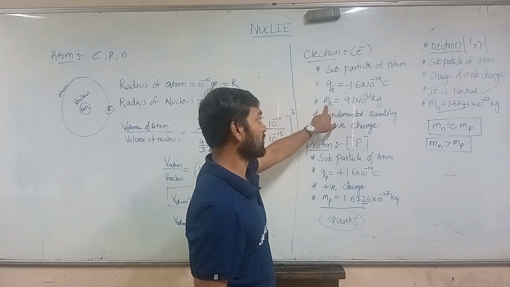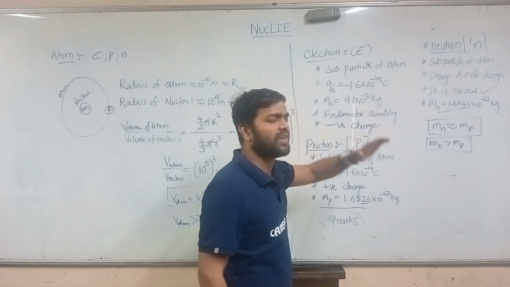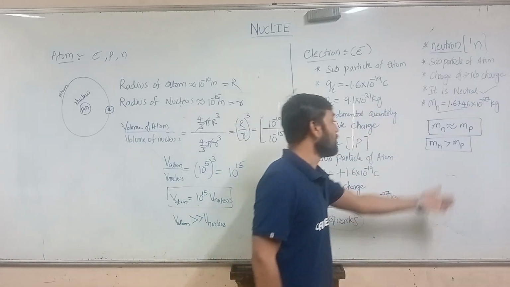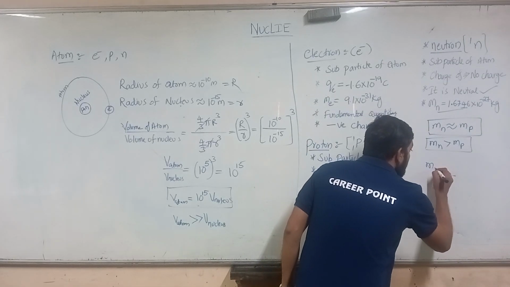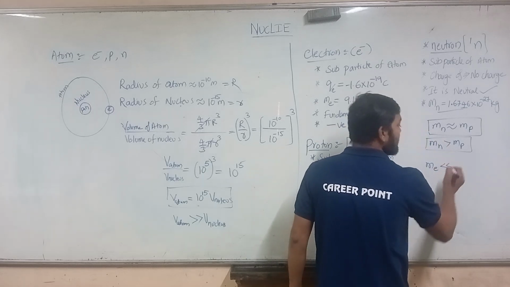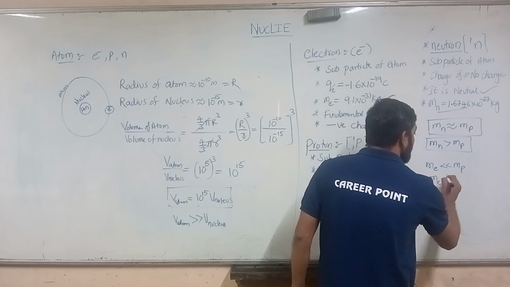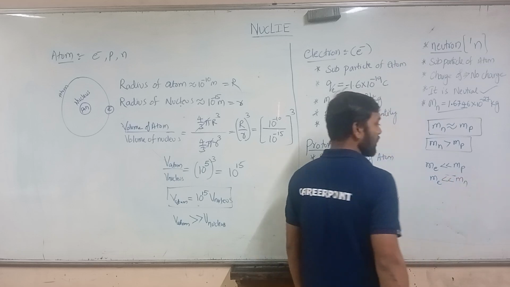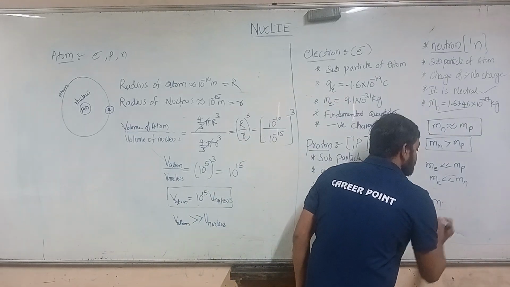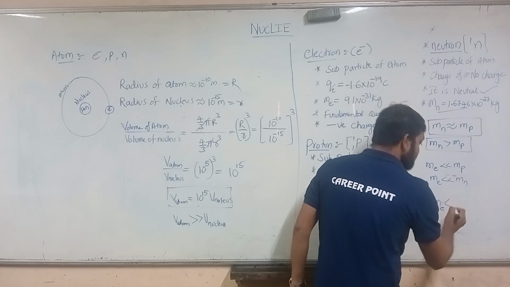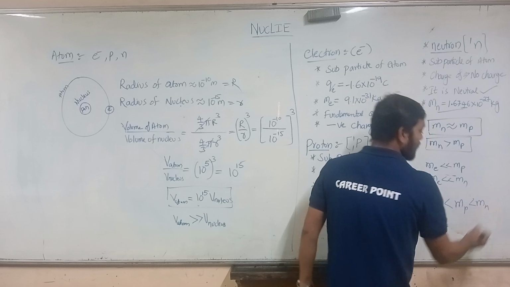Here we have the mass of an electron. The mass of an electron is equal to 9.1 into 10 to the power minus 31 kg, which is very small compared to the mass of a neutron or a proton. So the mass of an electron is very much less than the mass of a proton, or the mass of a neutron. If you write it in order, the mass of electron is less than the mass of proton, which is less than the mass of neutron.